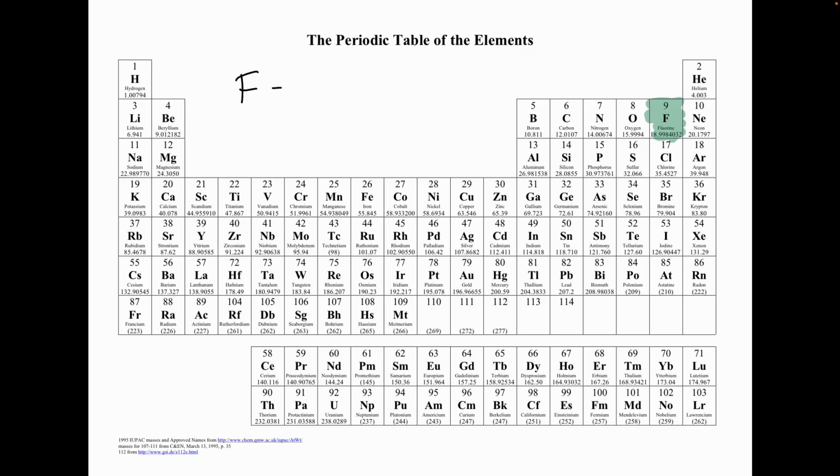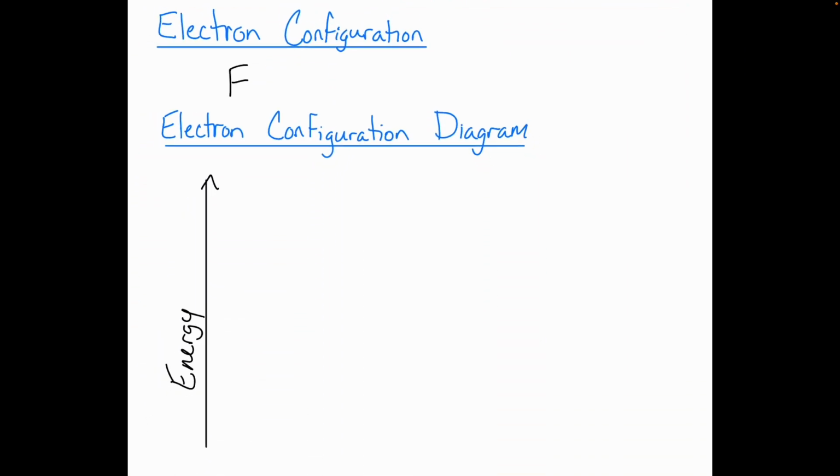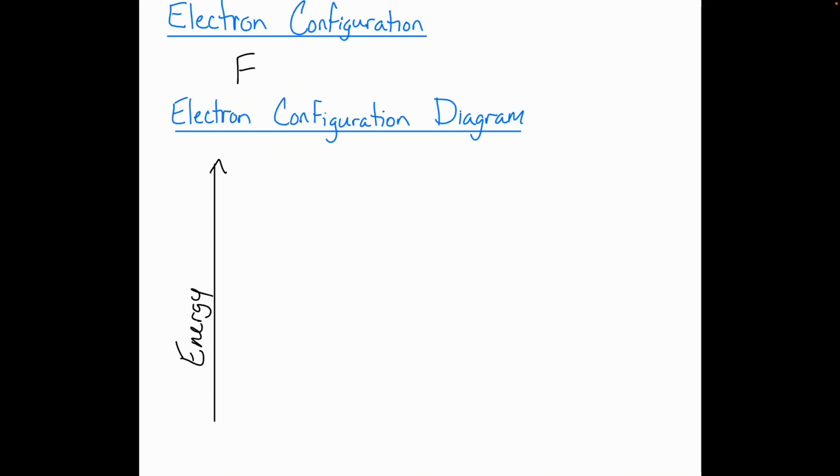So based on where fluorine lives on the periodic table, its last orbital in its electron configuration is the 2p5. And then we got to include everything that came before that, the 2s2, and before that, the 1s2. So here's our electron configuration for fluorine. And what we learned how to do last class was take that information and build one of these electron configuration diagrams.